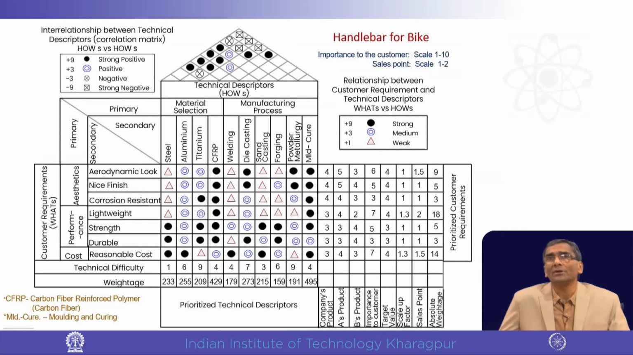On the top right hand corner you will find the legend, where the symbols are placed: a solid dark circle in black, which is strong. The symbols can be chosen by you, but here we have taken the circle within a circle as medium and the triangle as weak. These symbols are then converted into equivalent numerical values. In some literature, 9-3-1 is a very common distribution that we see, but other distributions are also possible.